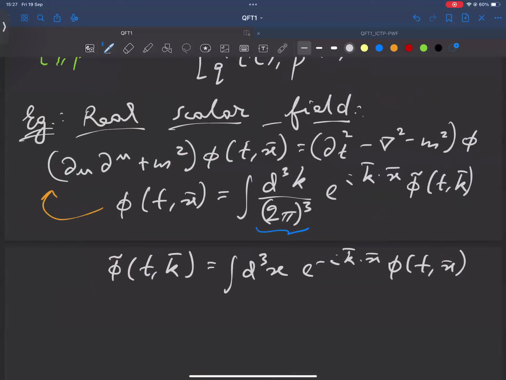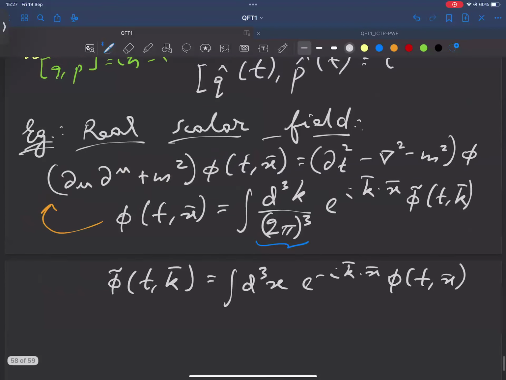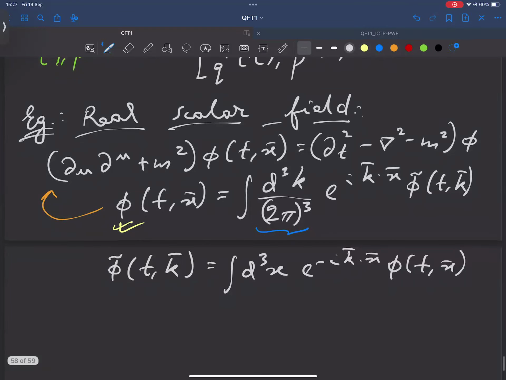But we can talk more about this later, but not in the lecture. Okay, so now if we take the momentum space version of this field and substitute it in the equation of motion, you can show that you get an equation like this for the momentum modes.